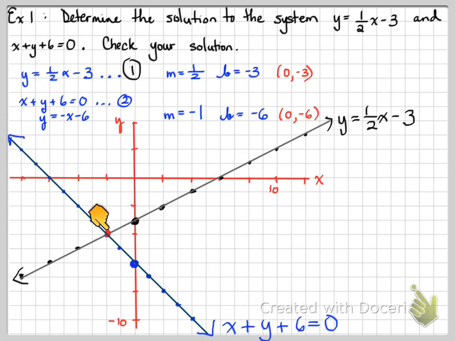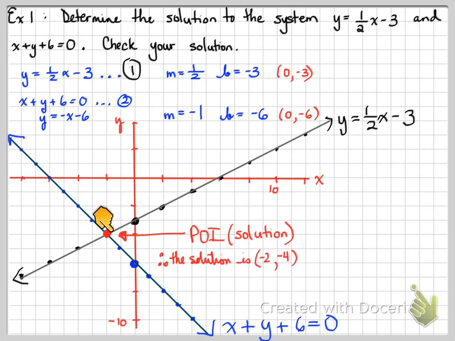But most important, we notice this dot right here. This red dot is so important because this is the solution to the system. It is the point of intersection. It is our POI. So this is our point of intersection or solution. Therefore, the solution is -2, -4. This is the point right here.